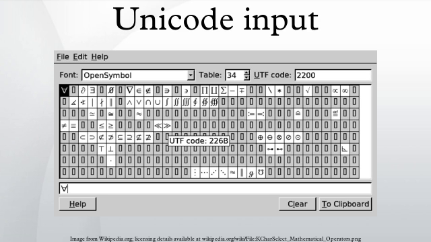A Unicode input system needs to provide a large repertoire of characters, ideally all valid Unicode code points. This is different from a keyboard layout, which defines keys and their combinations only for a limited number of characters appropriate for a certain locale.